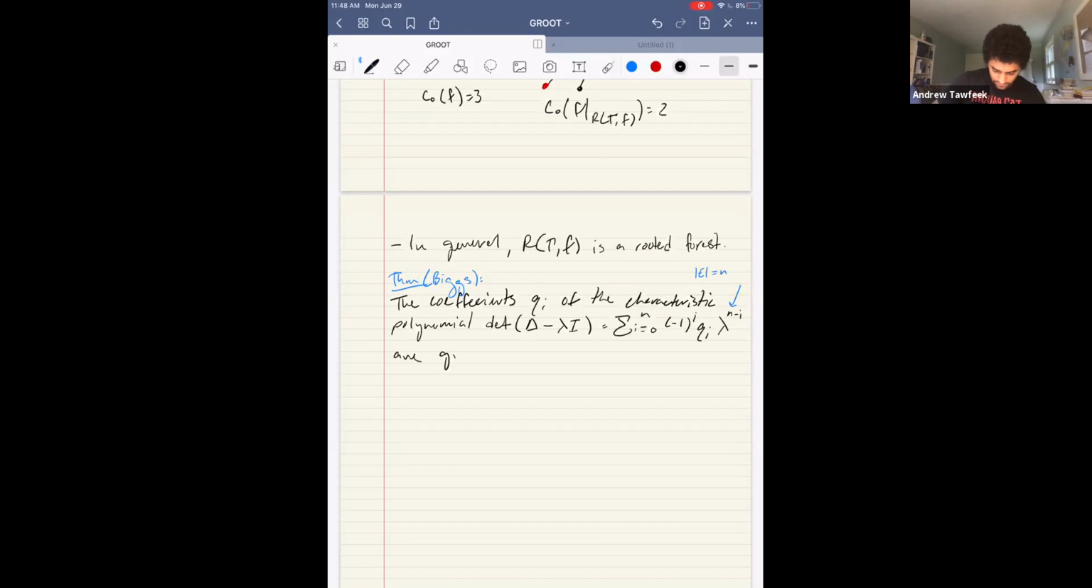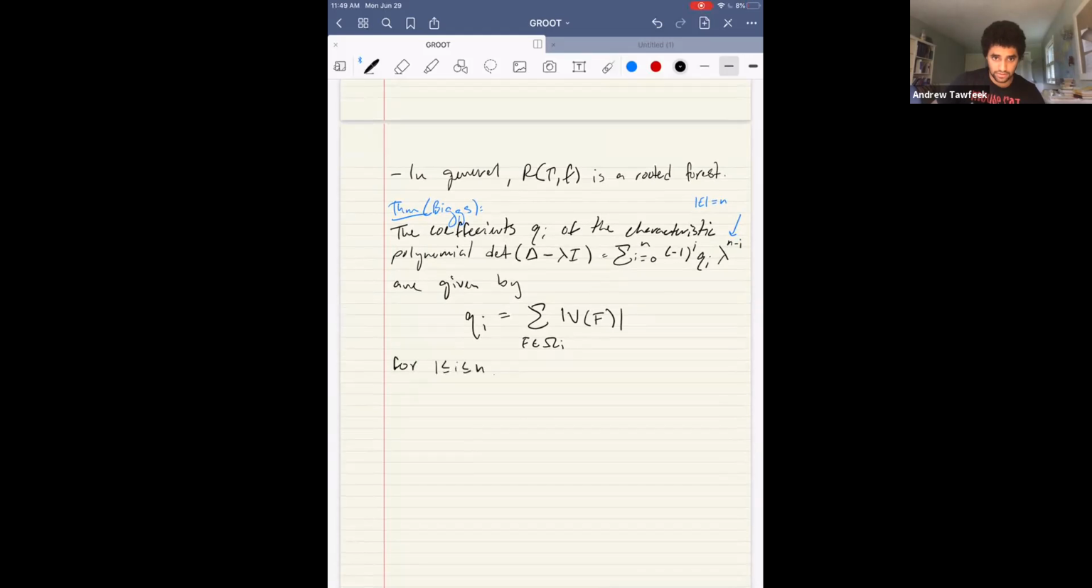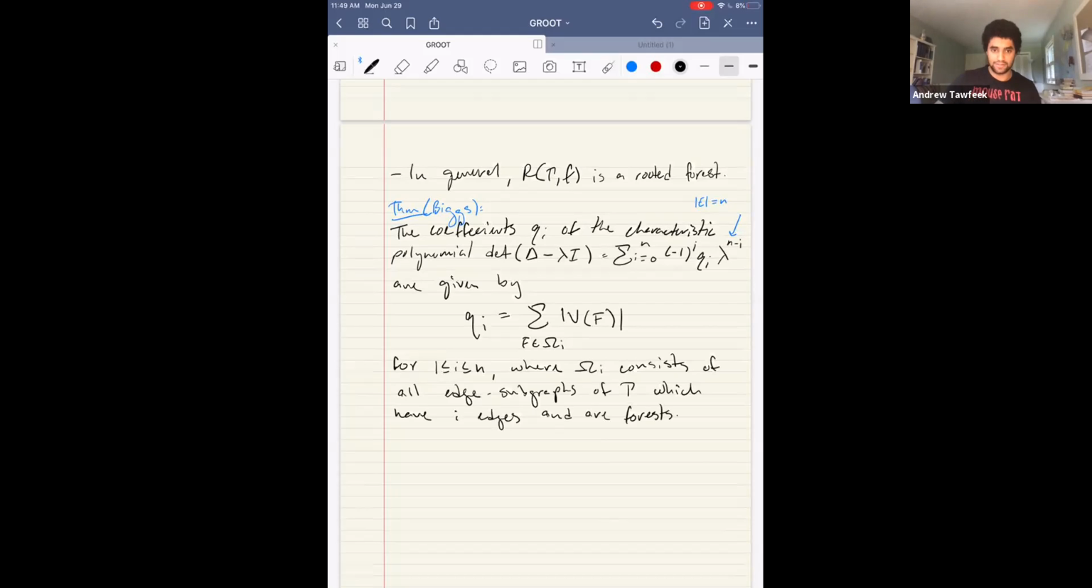The coefficients are given by what I'm about to write, oddly convenient: the sum over forests f in omega_i of the number of vertices V of f, for 1 less than or equal to i less than or equal to n, where omega_i consists of all edge subgraphs of gamma which have i edges and are forests. But note that this right here is essentially just counting the number of different ways you can root that forest. So by counting every vertex, you're counting every single vertex you can choose as a root.